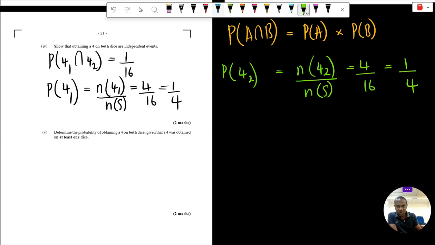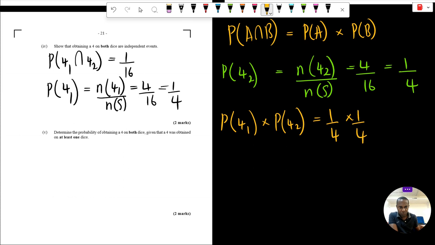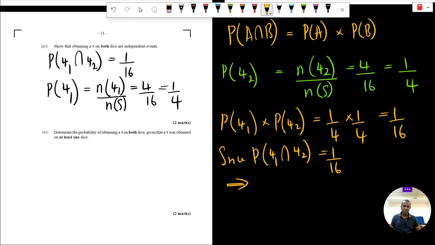Now let's check if these two events are independent. We say that the probability of obtaining a 4 on die 1 times the probability of obtaining a 4 on die 2 is equal to 1 over 4 times 1 over 4, which gives us 1 over 16. And since the probability of obtaining a 4 on die 1 and a 4 on die 2 is equal to 1 over 16, then this tells us that these events are independent, right?